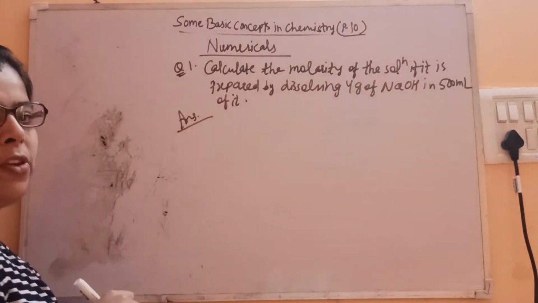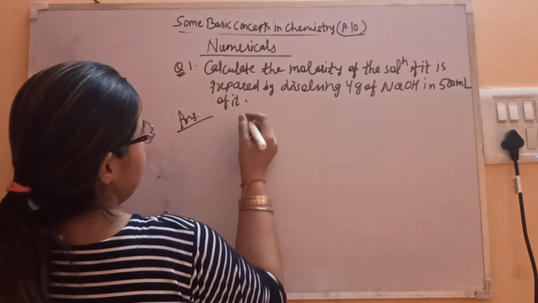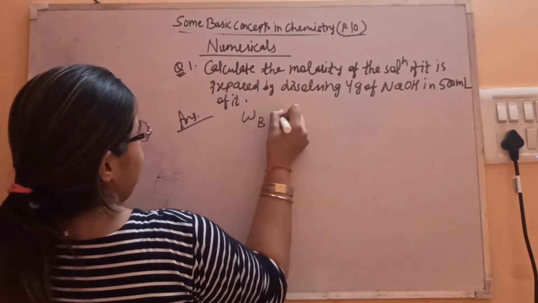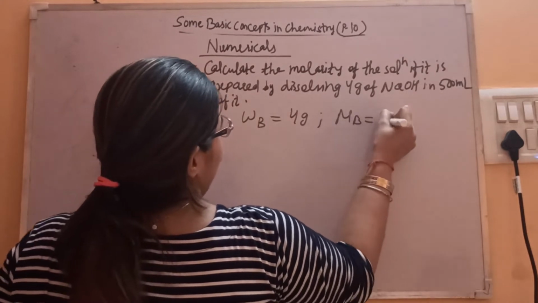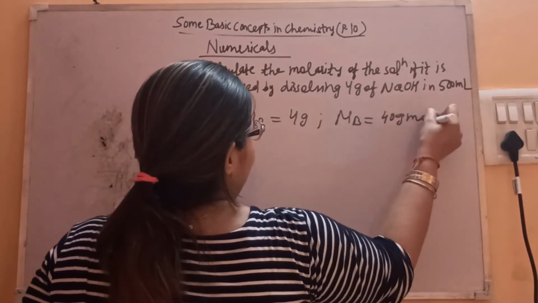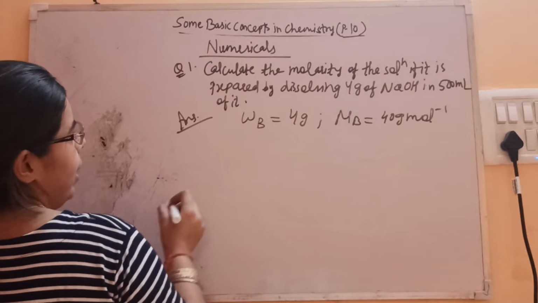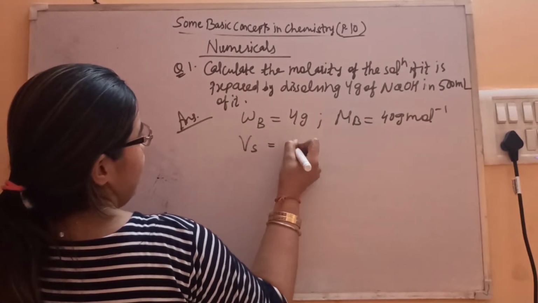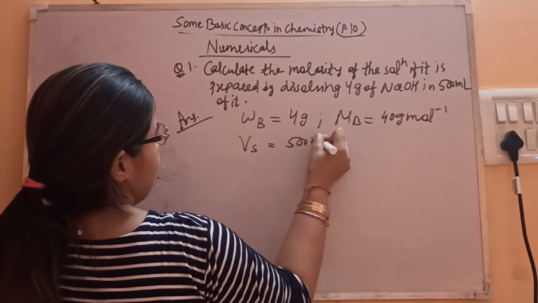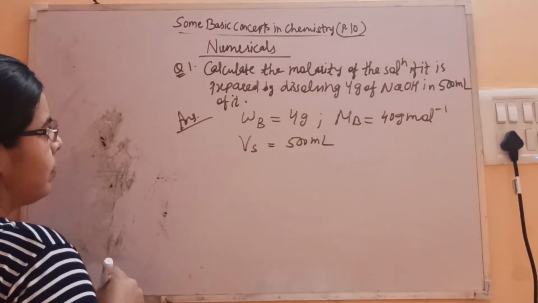You know how to solve numericals. Write down the given values first. So given mass is given, NaOH 4 gram. Molar mass you can calculate, it's 40 gram per mole. You have to calculate on your own. Then volume is given in ml, so we'll convert in liters.